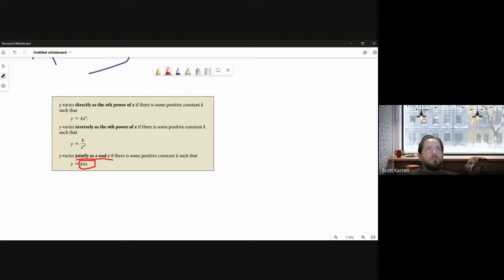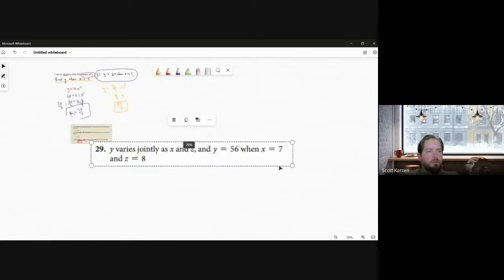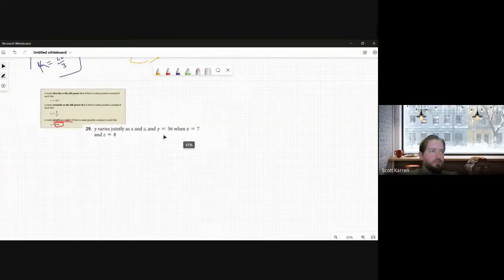Let me do one of the jointly ones, though. Let me see if I can find one so I don't have to make one up. That one there. There we go. There's one. And this is just from the book. I don't know why it's got to screw with my Zoom every time I paste something.